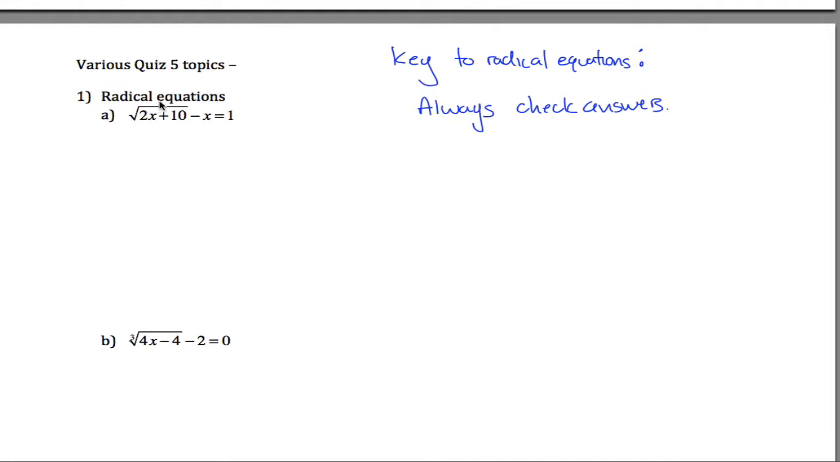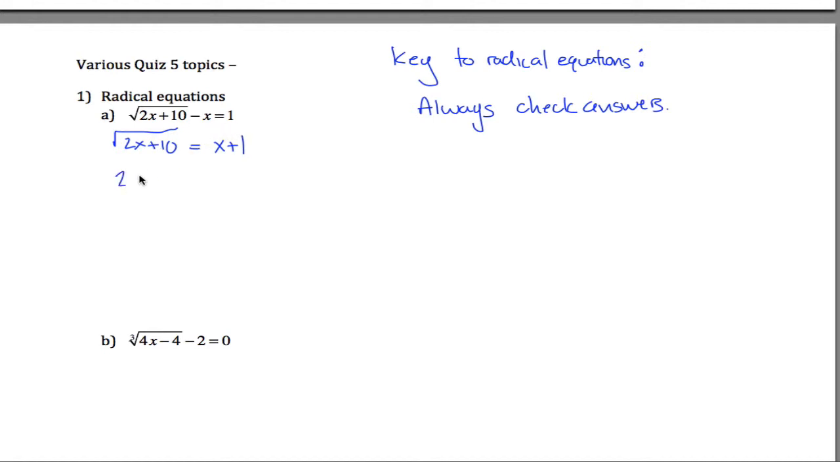Anyways, the process of solving radical equations, what makes them hard is the radical, the square root. You want to get rid of the square root. To get rid of the square root, you have to isolate it. So in this specific example, to isolate the square root, I'd add x to both sides of the equation. That gives me 2x plus 10 is equal to x plus 1. Now that I have it isolated, I can eliminate it by squaring both sides of the equation.